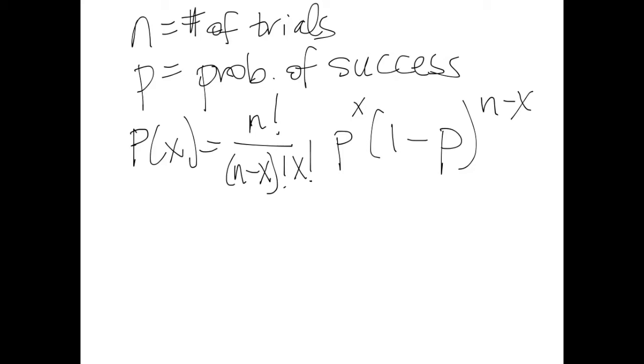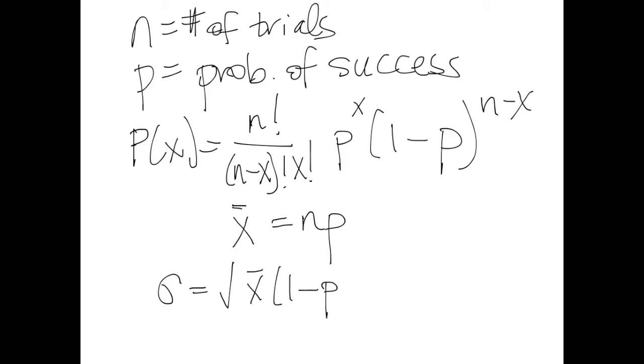And we know that there's this thing called the average, or the mean, and here I'm going to have that be x bar, and this is my theoretical mean, not my experimental mean. x bar is equal to n times p. And then I also have this thing called standard deviation, which for the binomial distribution is sigma is equal to the square root of x bar times 1 minus p.